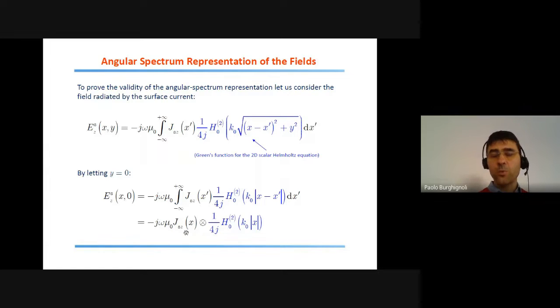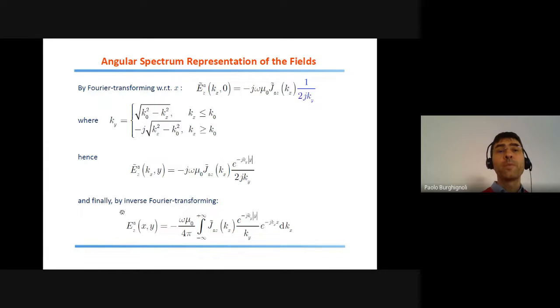Since this is a convolution, if you perform a Fourier transform with respect to the x variable, that is, if you go to the spectral domain, and this is indicated with a tilde over the various quantities, what you get is that the Fourier transform of the scattered electric field is proportional to the product of the Fourier transform of the surface current times the Fourier transform of the Green's function. This is the blue term here.